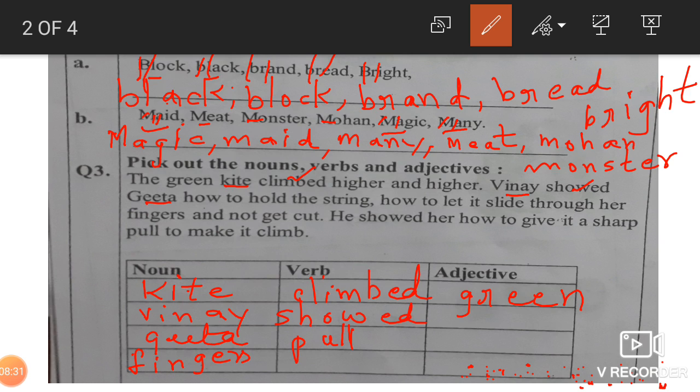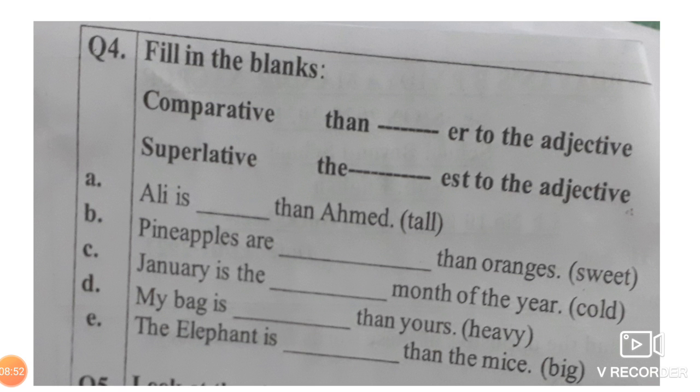Slide. Sharp pull. How is the pull? Sharp pull. The sharp is an adjective. Okay. Showed Geeta how to hold the string, how to let it slide through her fingers, not get cut. He showed how to get a sharp pull. So sharp is an adjective. Okay. Then comes question 4.